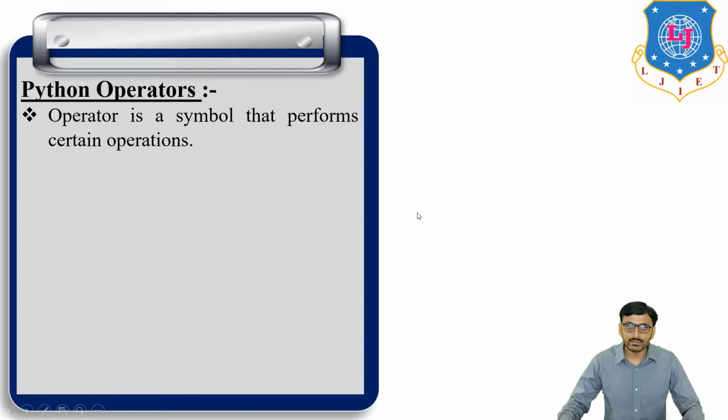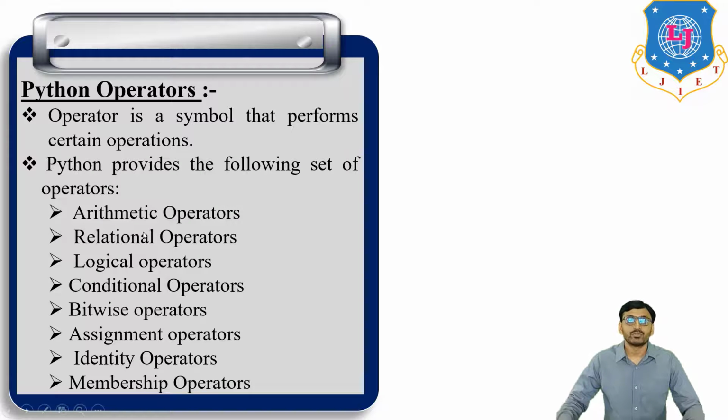Python operator is a symbol that performs a certain operation: plus, minus, multiply. These are all operators. Python provides the following set of operators: arithmetic, relational, logical, conditional, bitwise, assignment, identity, and membership operators. In the last lecture, we discussed arithmetic, relational, logical, and conditional operators. In this lecture, we start with bitwise, then assignment, then identity, then membership.